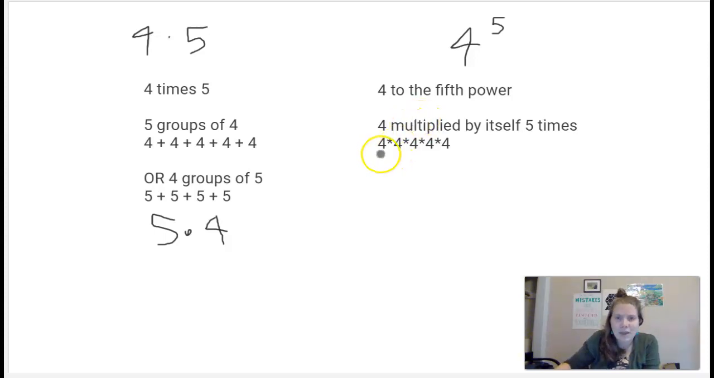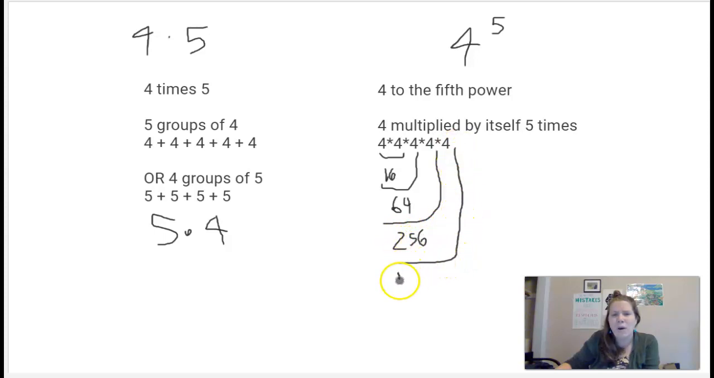Let's do that one really quick. 4 times 4 is 16. 16 times 4 is 64. 64 times 4 is 256. And then I do that last times 4 and I get 1024. That is a huge number, way bigger than 20, which was 4 times 5, right? 4 to the 5th power is getting bigger times 4 every time.